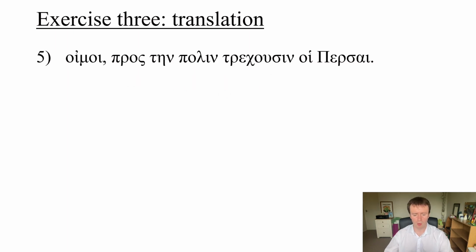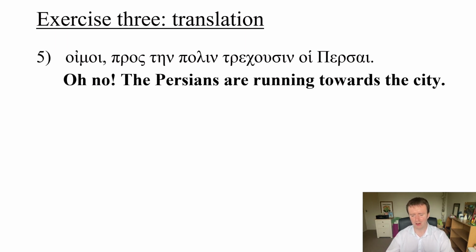Number 5 is oi moi prosten polin trehusin hoi persai. You should have translated this one as, oh no, the Persians are running towards the city. We know that it means this because oi moi is oh no, or an equivalent expression. Prostan polin is towards the city. Pros takes the accusative, and tan polin is accusative singular, which we know from the form of the definite article that's used, and also from the ending in, which is the accusative singular ending for 3 nouns of the first kind. So we've got oh no, towards the city.